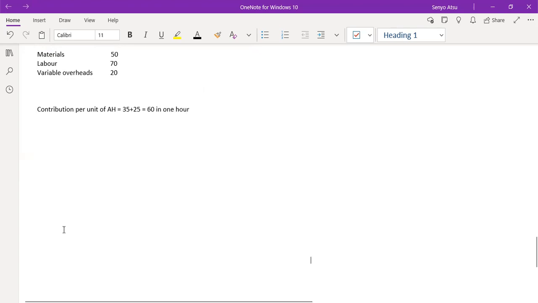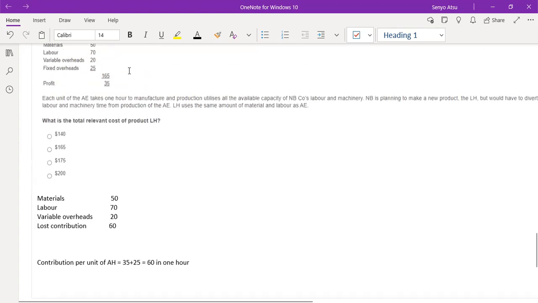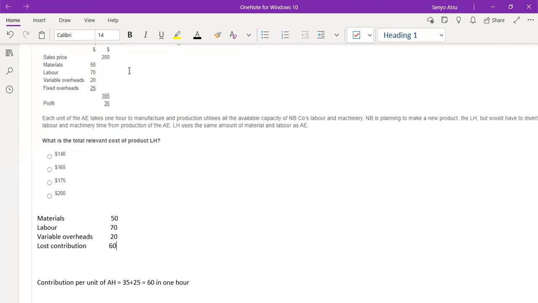And they use the same resource. So if you divert the labor, there will be lost contribution. The same lost contribution of 60 will be lost. That's relevant cost then. If I'm making product LH, the total relevant cost is the marginal cost of making it plus the lost contribution because I am diverting production from production of AE to produce LH. So I'm losing that 60 in 1 hour.